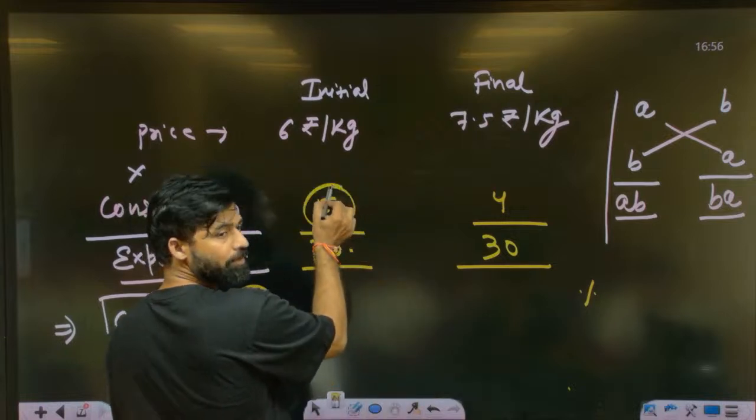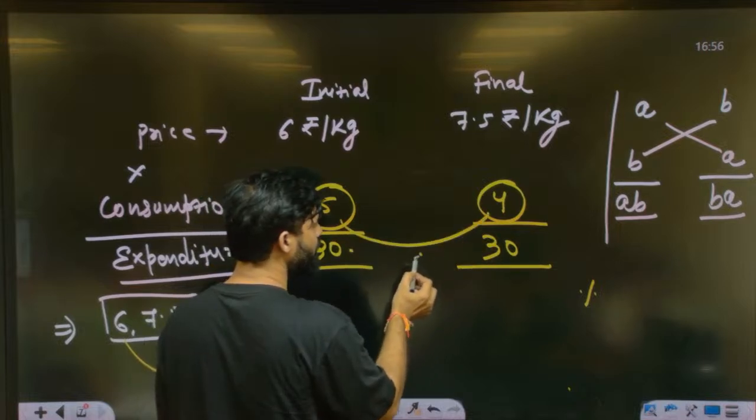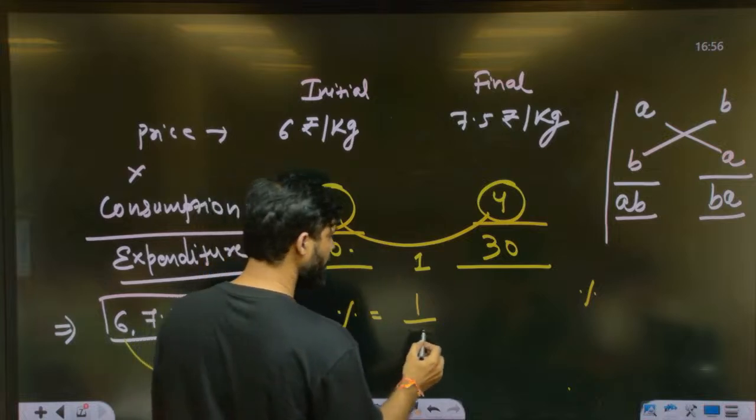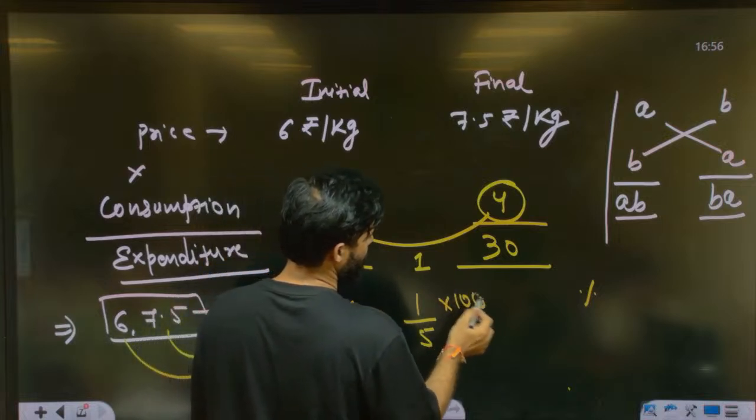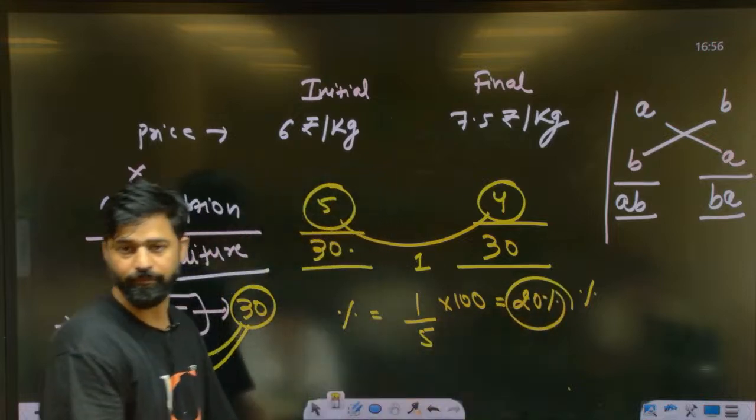Earlier, the consumption was 5 units. Now the consumption is 4 units. There is a decrease of how many units? You have to give the answer in percentage. There is a decrease of 1 unit on 5 units, then multiply it by 100. So the answer is 20%. So we are getting the same answer.